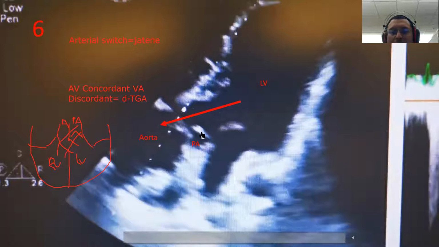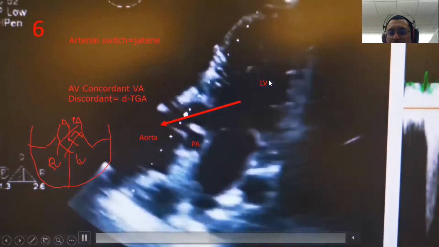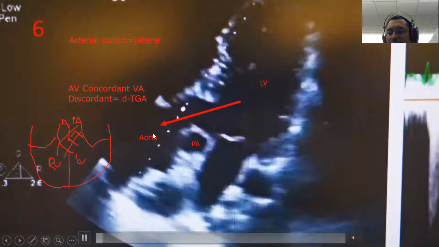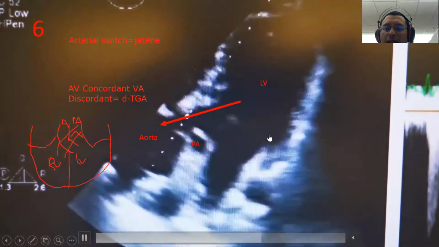Now the PA here is stenosed. So what they do is, you cannot see it, it is very difficult in echo, there is also an RV to pulmonary artery conduit. So what you see here is the LV baffle to the aorta. Is that clear?